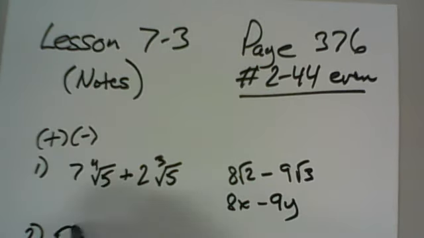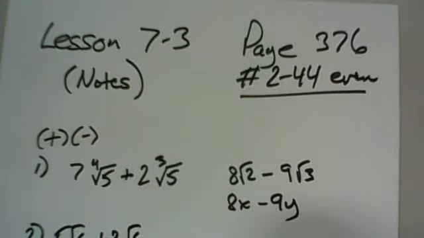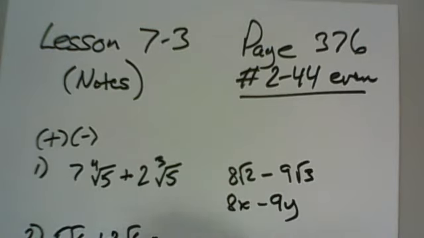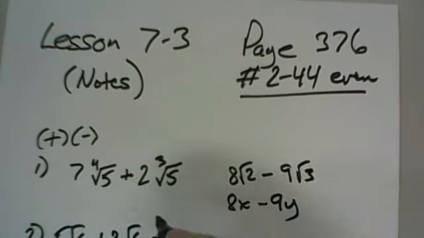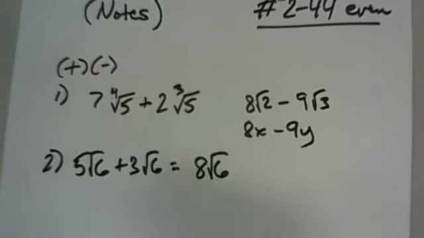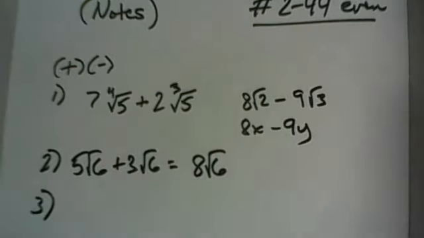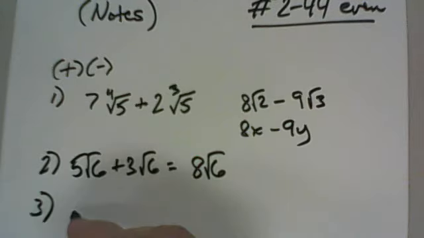If I have 5 radical 6 and I want to add to that 3 radical 6, now I can go ahead and add them together. It's not radical 12. I'm not adding the radicands. What I'm doing is adding the whole numbers. 5 plus 3 is 8 radical 6. So we have to be careful whether we can do it or not. It looks fairly easy, but sometimes it looks something like this.